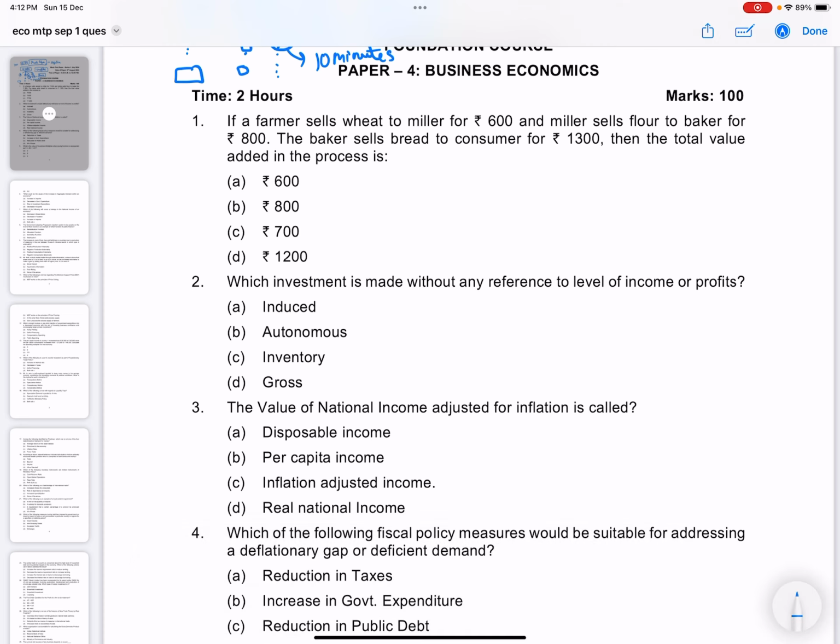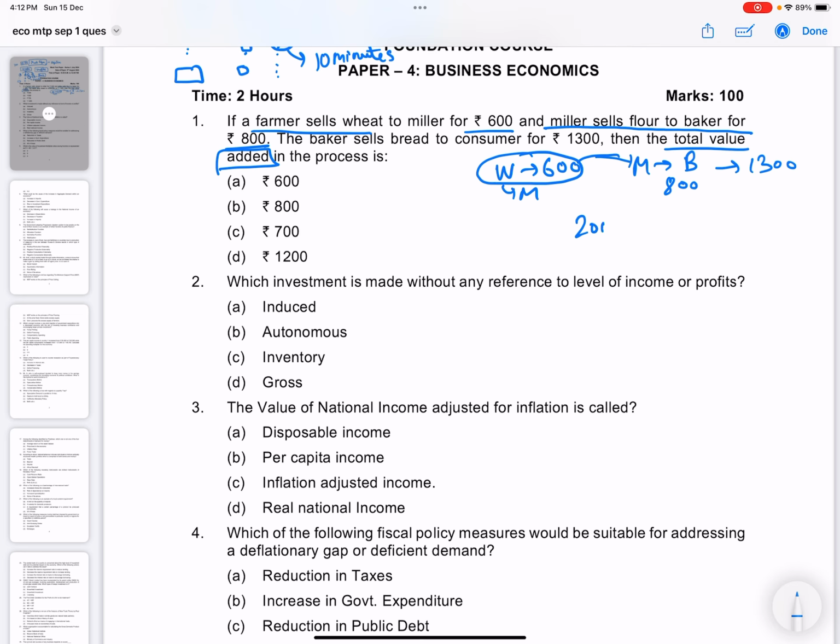If a farmer sells wheat to a miller for 600, so the farmer is selling the wheat at 600, and the miller sells flour to the baker for 800, then the baker sells bread to the consumer for 1300. Then we are supposed to find the total value added. So initially, this is the production, and now the farmer is selling it to the miller for 800.